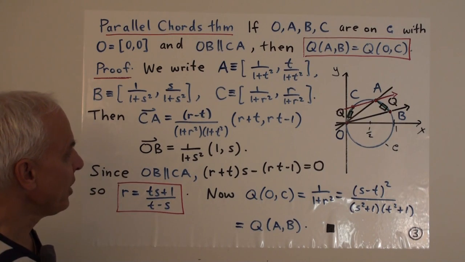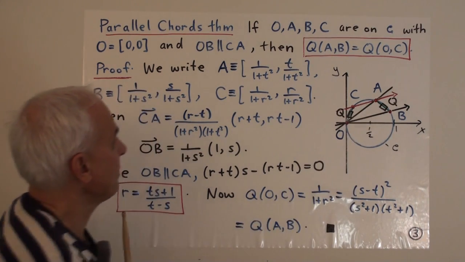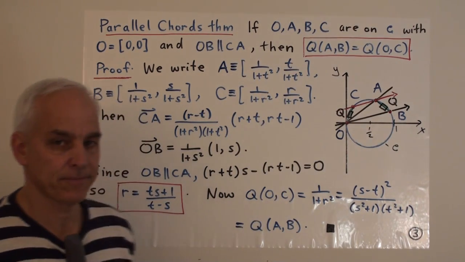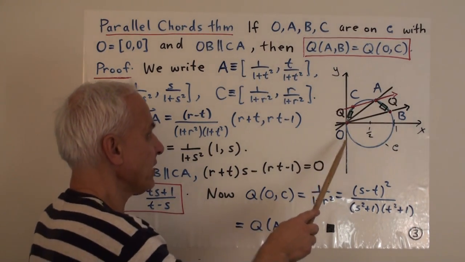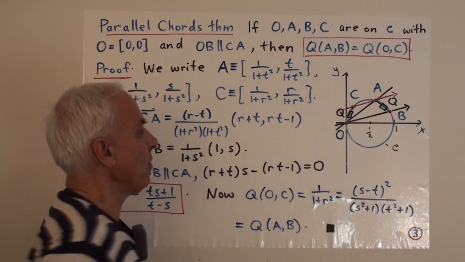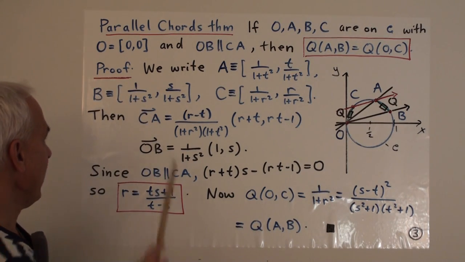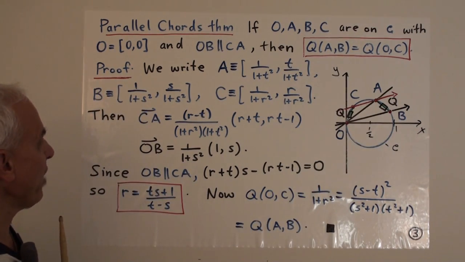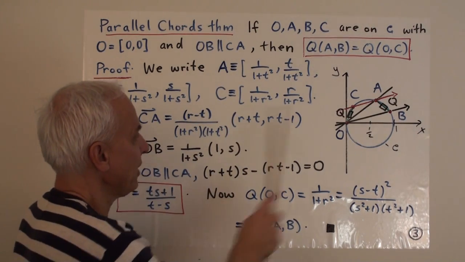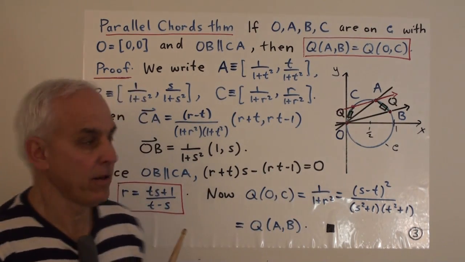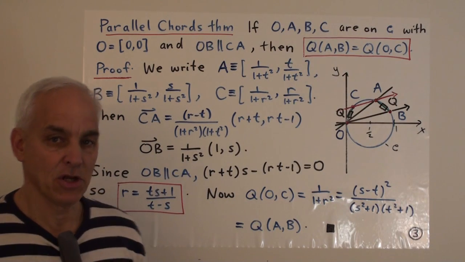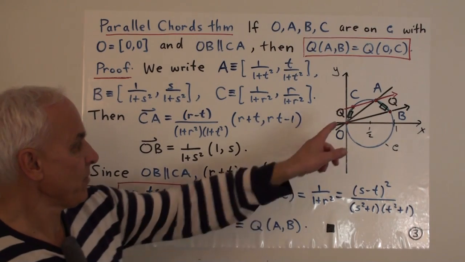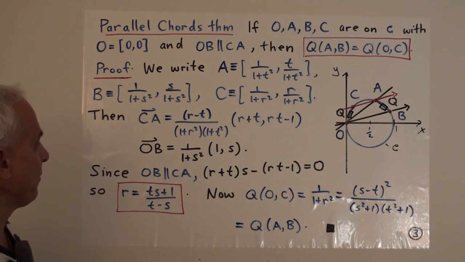But here's the proof. So we're going to let a general point A be 1 over 1 plus t squared, t over 1 plus t squared. We can assume that the point is not the origin. It's a different point. And similarly, we have B in terms of our parameterization of the core circle with a parameter s, and C, same thing with parameter r. So I remind you, this is sort of the generic point on the core circle. It's a rational parameterization of the core circle, which doesn't include the origin O.